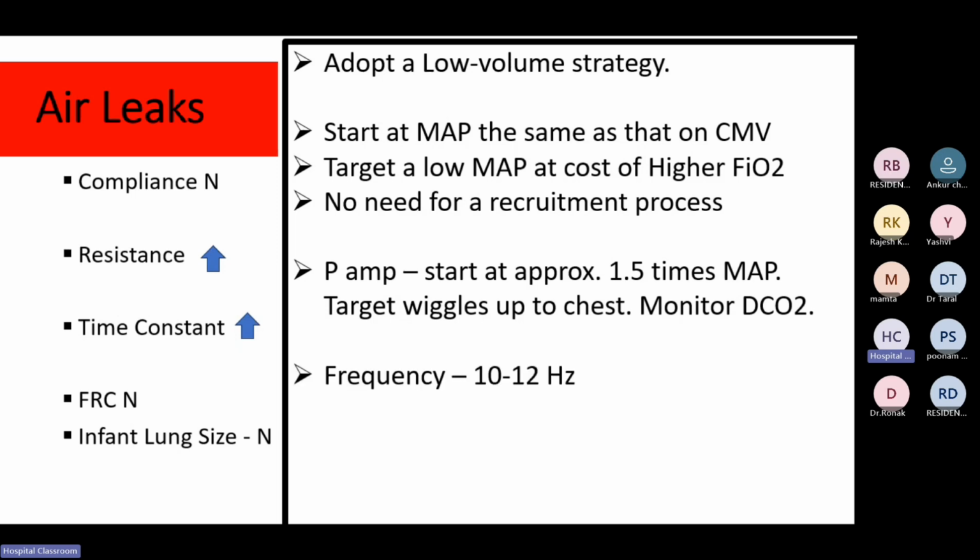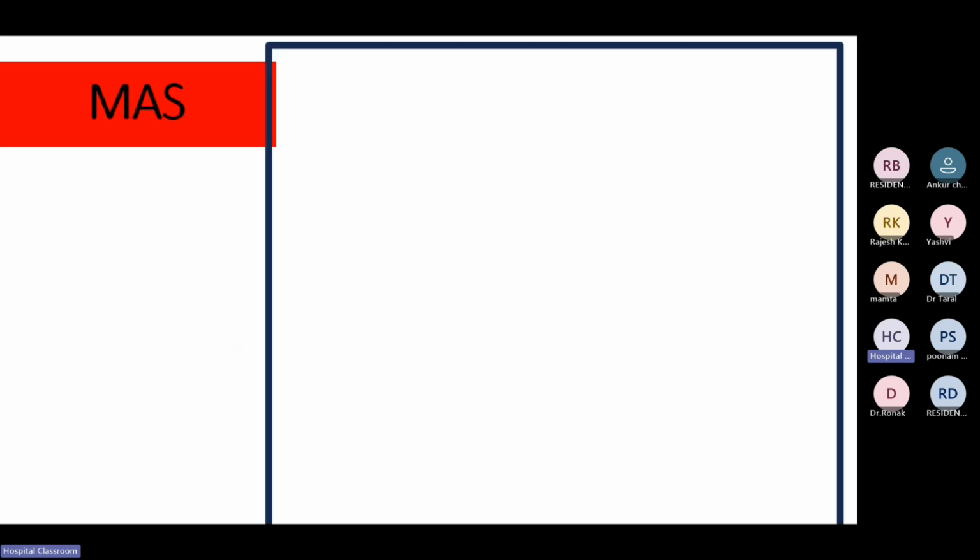Frequency, again, here also you have to have a higher frequency because you have a damaged lung. You don't want more pressure to get transmitted. So that is why you use a higher frequency, so that there is lesser time available for the pressure to get transmitted. And the inspiratory to expiratory ratio would be 1 is to 2, because you want more gas to go out and you don't want air trapping to happen. So you allow an I to E ratio of 1 is to 2.